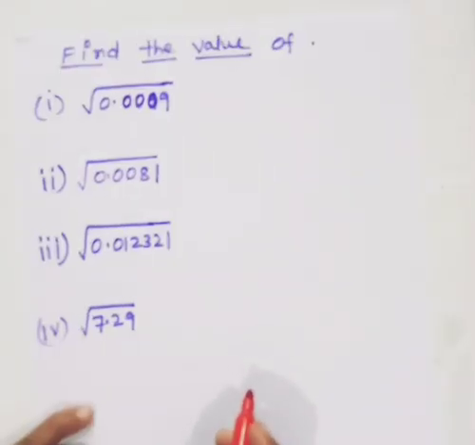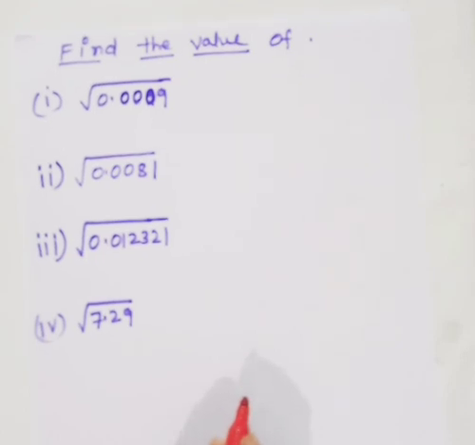Yes children, come on, let us see how we can solve these sums. Find the value of root 0.0009. Here you can solve this in two different ways. Keeping the decimals as decimals you can do it, or you can change it into a fraction and then solve it. The best method is to change it into a fraction. That will make things easier.